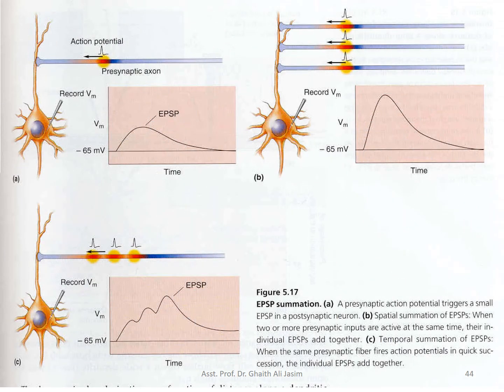We can find in the illustration in the figure C, these are multiple stimuli at a single synapse. This is the temporal summation.